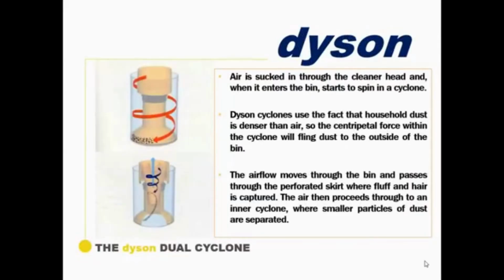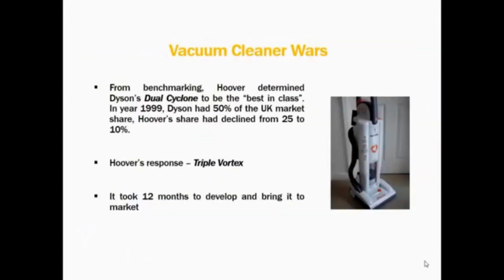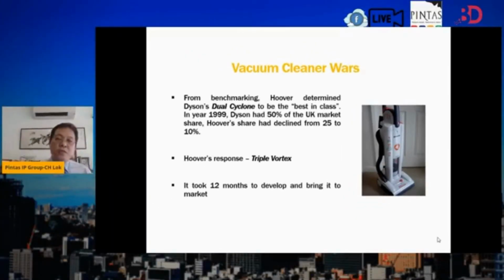So this is an application of something borrowed from nature into a product. Like what I said just now, it's a centripetal force that separates the dust from the air. So what happened is, when Dyson went into the market, there were established players like Hoover. Hoover used to be the biggest player in vacuum cleaners. Because the Dyson dual cyclonic vacuum cleaner, the bagless vacuum cleaner, took the market by storm, right?